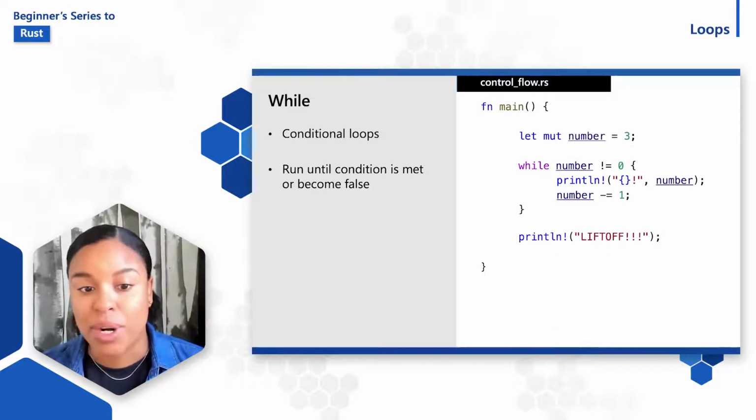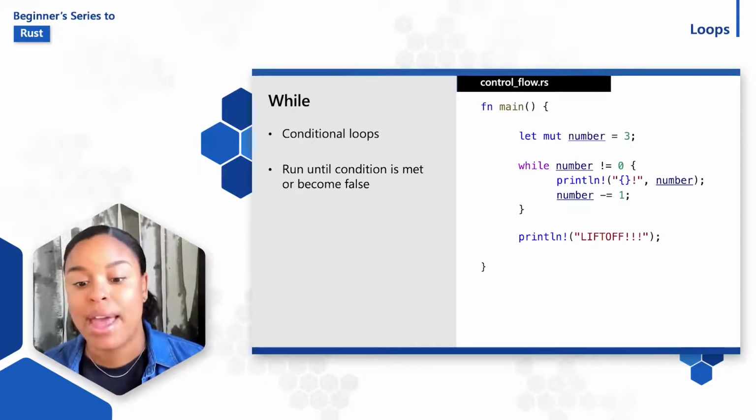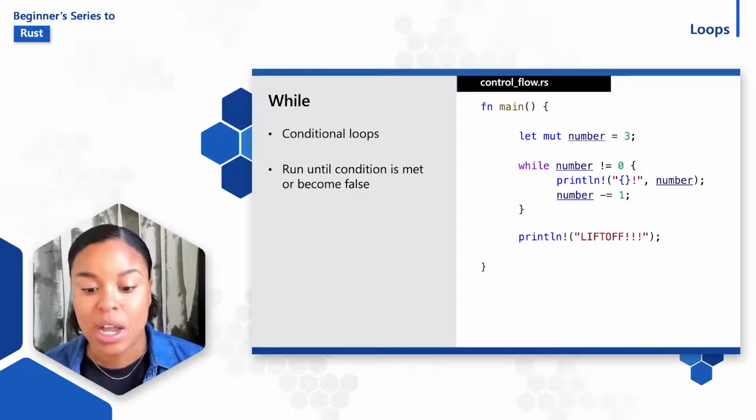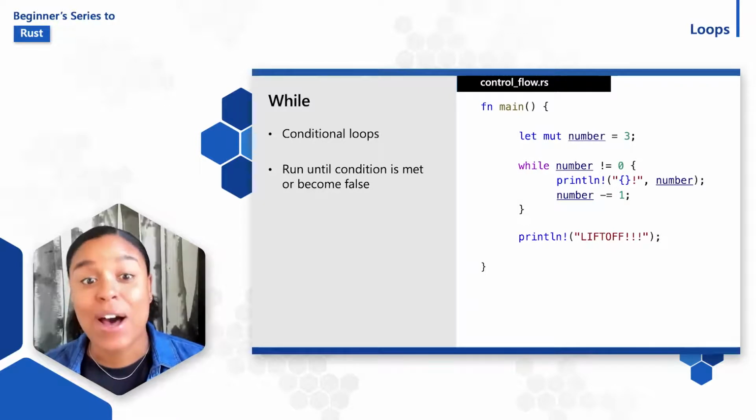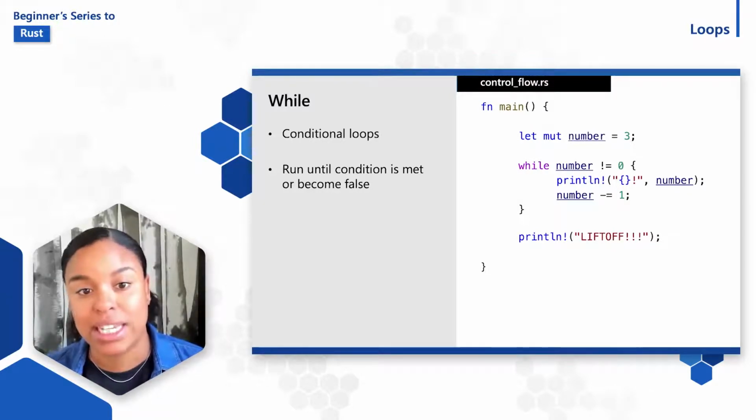Let a mutable number is equal to 3. While the number is not equal to 0, we're going to print out the number and then decrement the number by 1. We're going to go through this while loop until the number is equal to 0. And that's when we will break out of that loop and continue on to the next line, where we'll print out liftoff to the output window. What's awesome about while loops is that they eliminate the need for multiple if and else expressions, and they conditionally repeat as opposed to the loop.